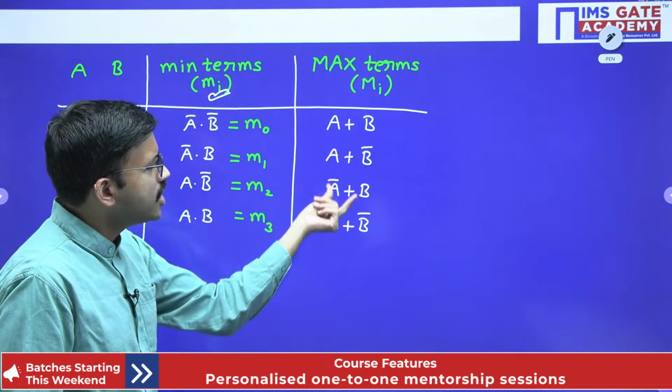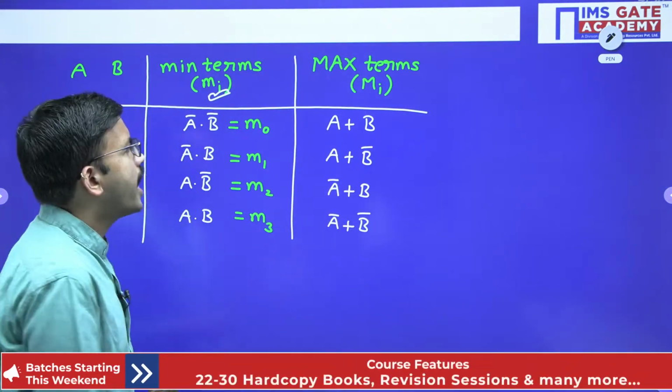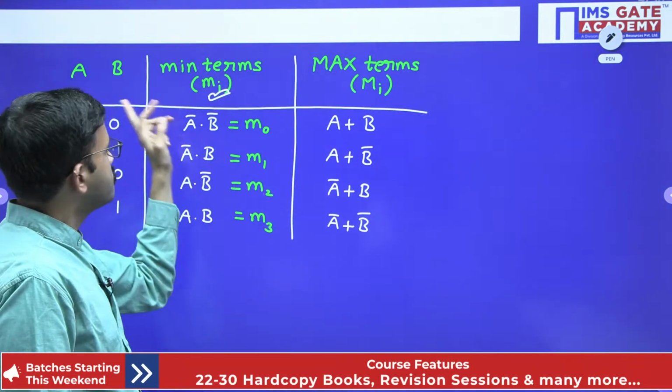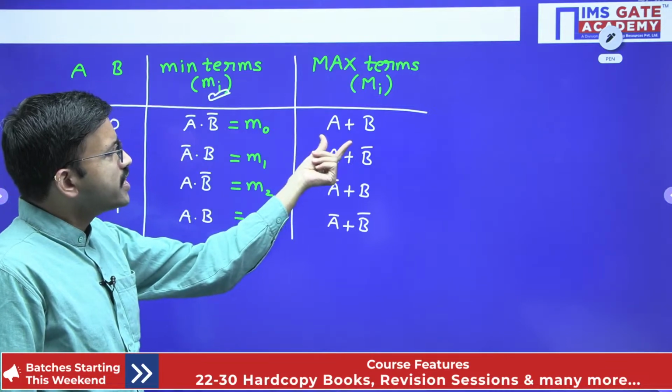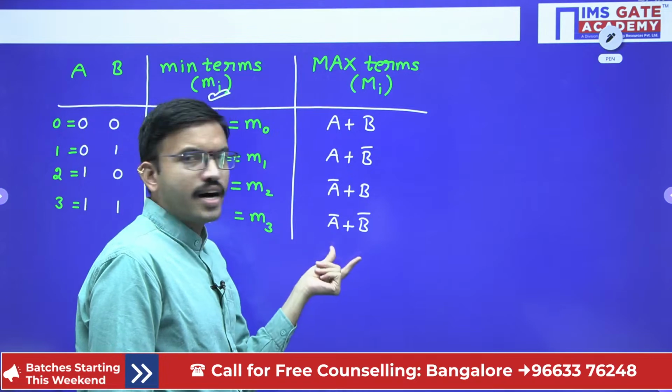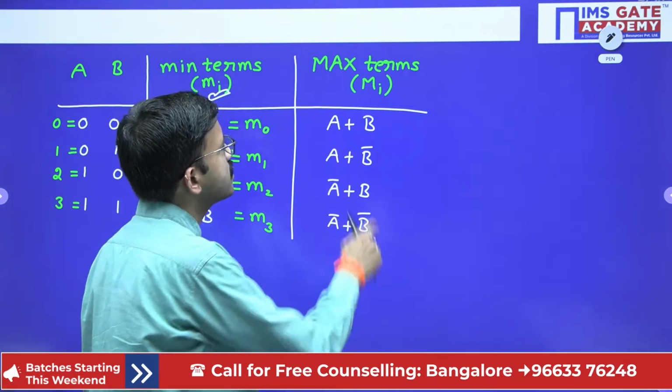Here you are having logical OR terms. In each and every logical OR term, you are having two literals, and it is same as the number of given variables, right? That is 2. Since the number of literals and number of given variables both are matching, then each and every logical OR term or sum term we will call it as max term.